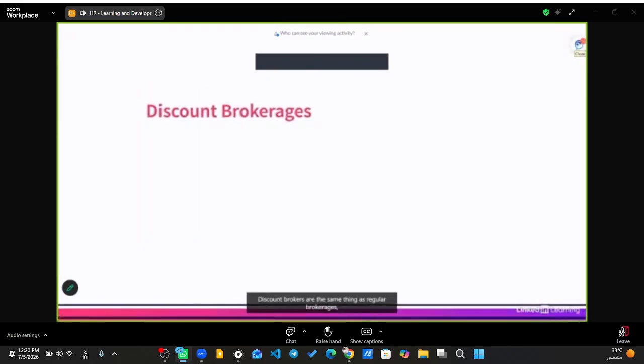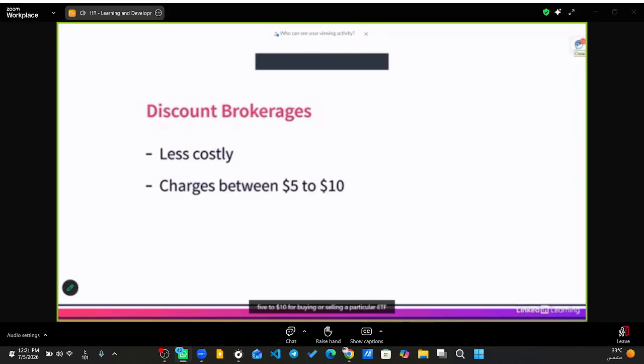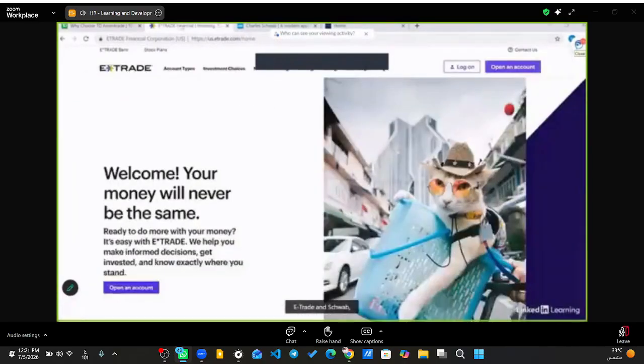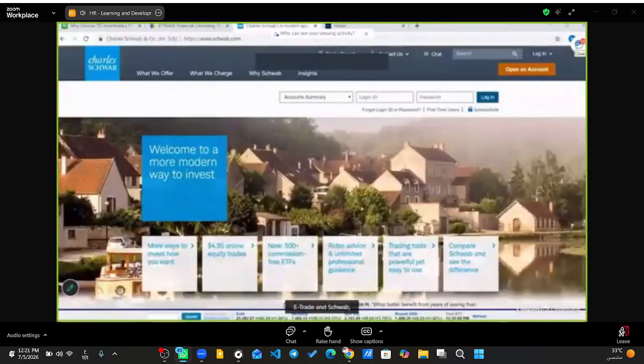Discount brokers are the same thing as regular brokerages, but at a significantly reduced price. A discount broker might charge for the same trade $5 to $10 for buying or selling a particular ETF versus $30 to $100 for the full service firm. But they offer fewer services or lower quality services in general compared to those full service firms. They're less likely to have written reports, you're less likely to have in-person support, less likely to have unique mutual funds, etc. For example, TD Ameritrade, E-Trade, and Schwab are all examples of discount brokers.